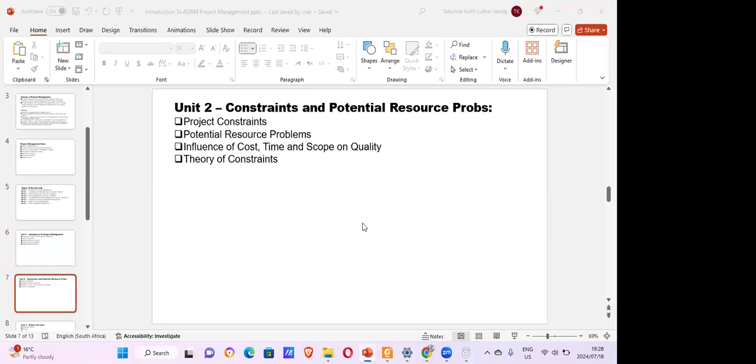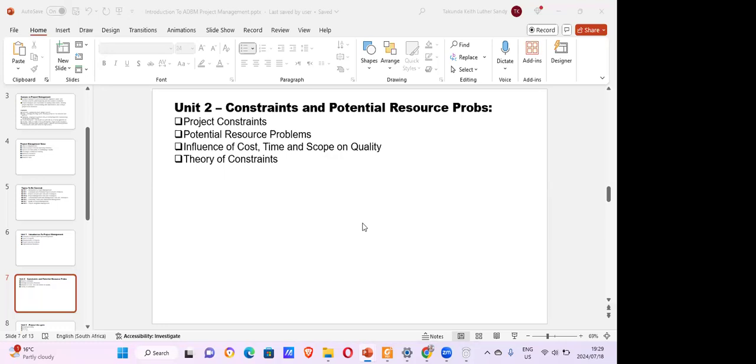All right. So in unit 2, we look at constraints and potential resource problems. Here we are looking at project constraints, those constraints that I've just browsed on, the triple constraints and other constraints that affect the project. We look at potential resource problems. What are the problems that you will face when resources are scarce or when resources are plenty? You look at the influence of cost, time, and scope on quality. These are the things that I said: the moment you touch any of these three things, it affects your quality. We are going to look again at the theory of constraints.